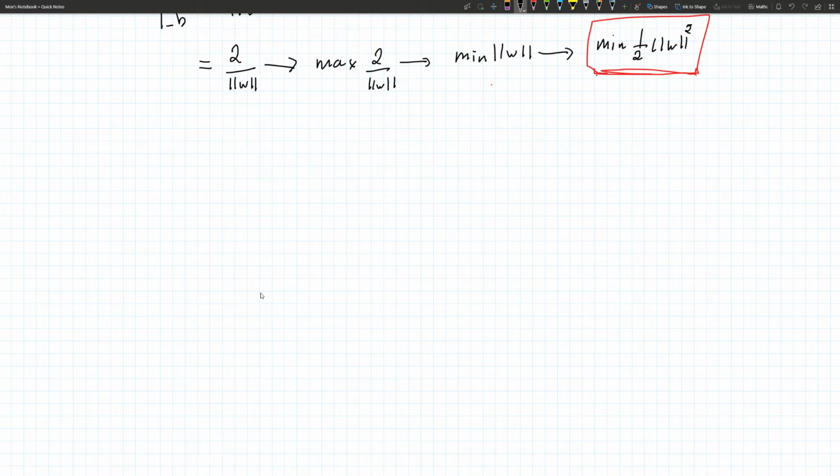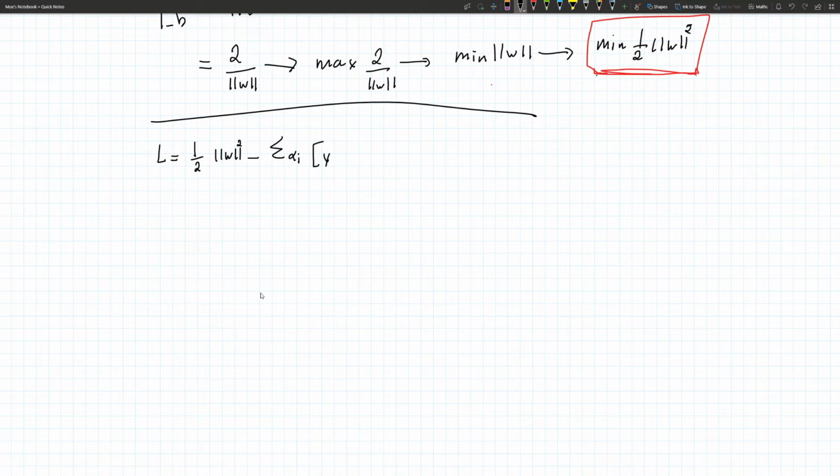Okay, so let's start. When we apply these values to that formulation, we say L is the formulation. Then we have half of the magnitude of w to the power of 2, minus the sum of alpha i, and then the constraint: w dotted with x of i plus b, minus 1.